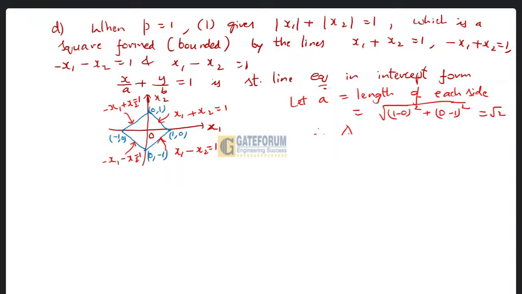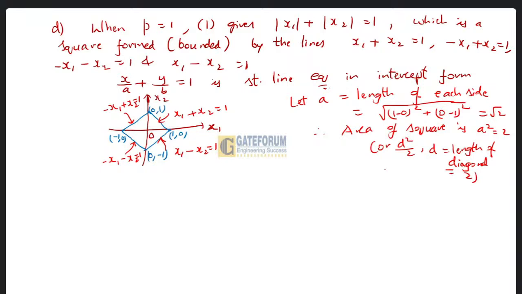Therefore, area of square is a square, or d square by 2, where d is the length of the diagonal, which is nothing but 2. So here, finally, area of square is root 2 square. Or diagonal square by 2 is 4 by 2. The distance between (-1, 0) and (1, 0) is the diagonal, and likewise for (0, 1) and (0, -1).